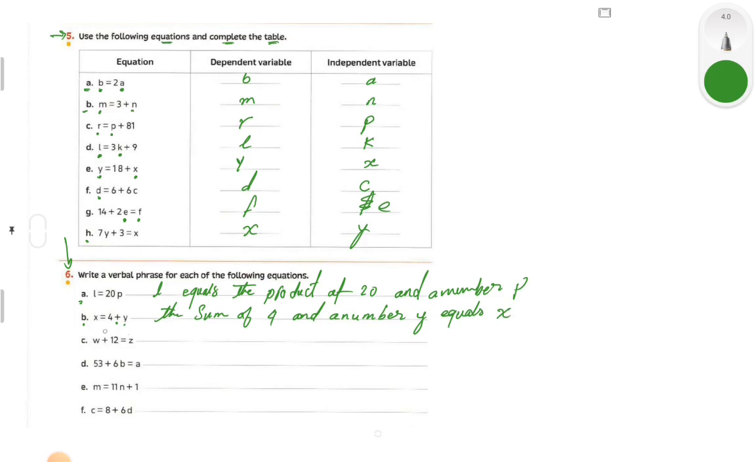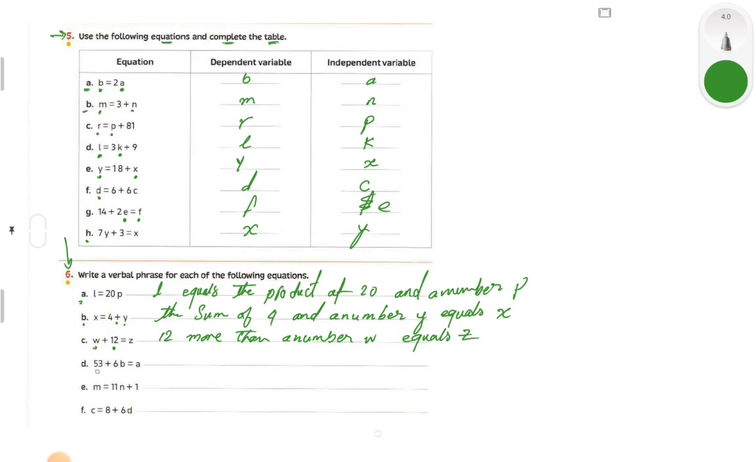Another addition equation. Here I used the sum of, now I can say 12 more than a number w equals what? Equals a number z.